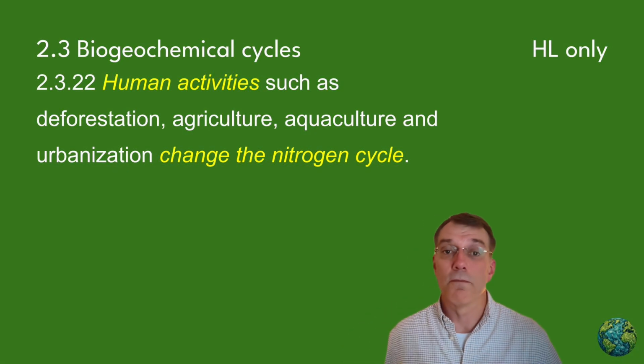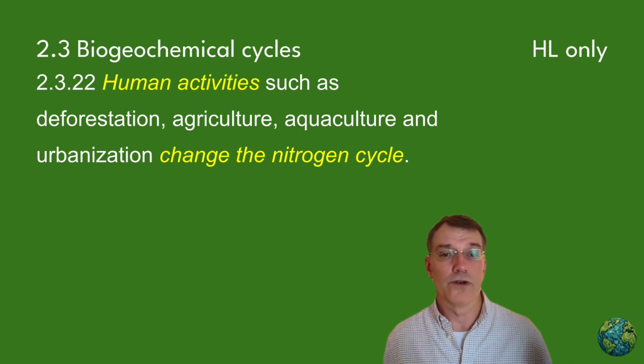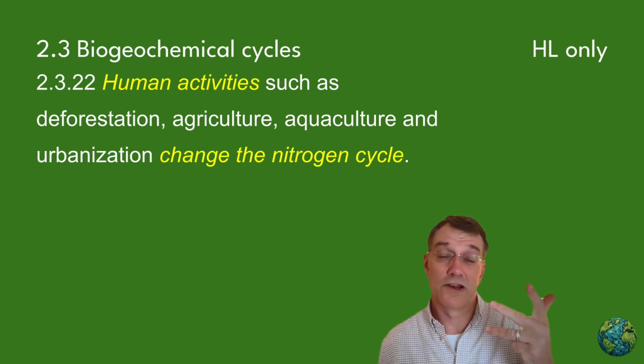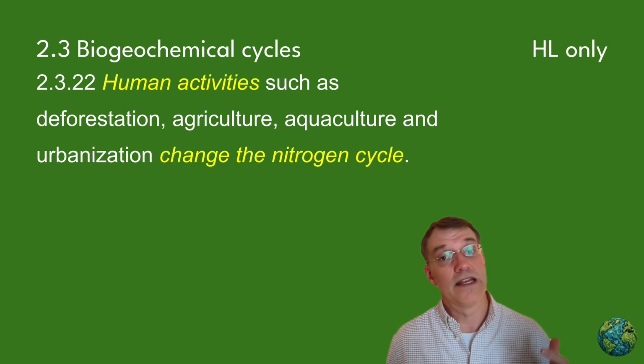Human activities have dramatically altered natural nitrogen cycling. We're going to examine 4 major impacts: deforestation, agriculture, aquaculture, and urbanization. Each one disrupts different aspects of the nitrogen cycle in different ways.